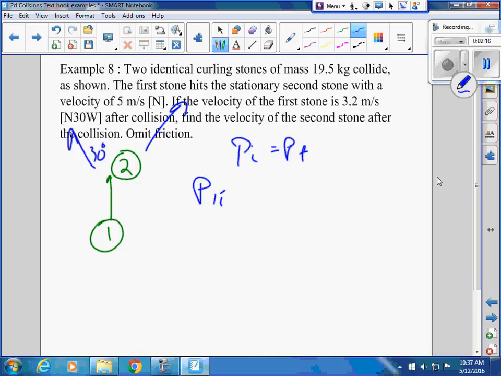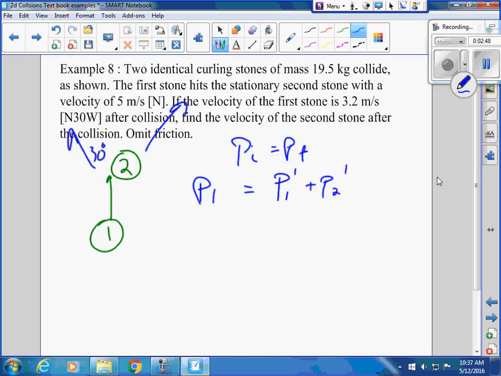And afterwards, what is the total momentum? That's going to be P1 prime plus P2 prime. Do you want me to use primes or Fs? Prime. Then if we're going to use primes, this is just P1, right? Prime just means after the collision. It's another way of saying final, Nate.